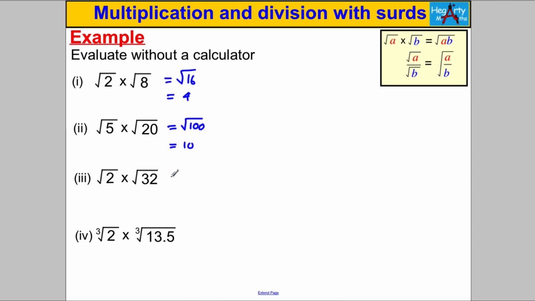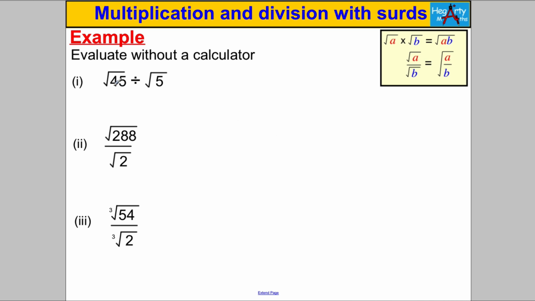The square root of 2 multiplied by the square root of 32 is going to be the square root of 2 times 32, which is 64, and the square root of 64 is 8. The cube root of 2 multiplied by the cube root of 13.5 is going to equal the cube root of 2 multiplied by 13.5, which is 27, and the cube root of 27 is 3. And there you go, a nice application of the multiplication rule with surds and square roots. Let's try another one. Division this time.